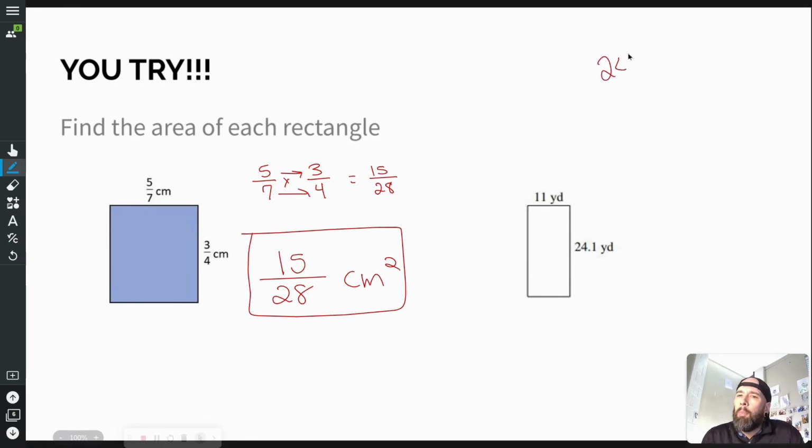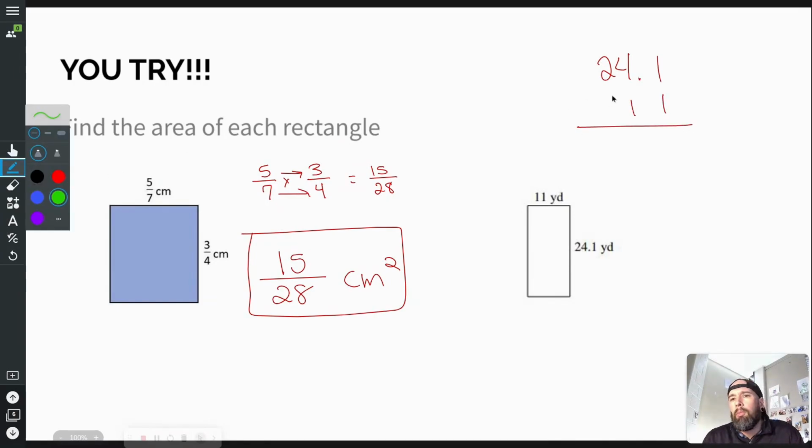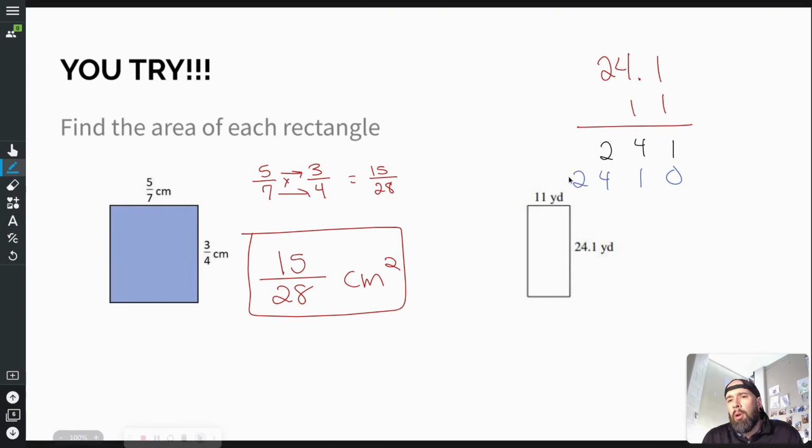Let's do 24.1 times 11. Okay. Oh, these numbers are super nice. 1 times 1 is 1. 1 times 4 is 4. 1 times 2 is 2. Great. Drop down to 0. 1 times 1 is 1. 1 times 4 is 4. 1 times 2 is 2. Add these guys up. You get 1 plus 0 is 1. 4 plus 1 is 5. 2 plus 4 is 6. 2 and nothing is 2. I add 1 decimal place, so let's add 1 decimal place. 265.1 yards squared.